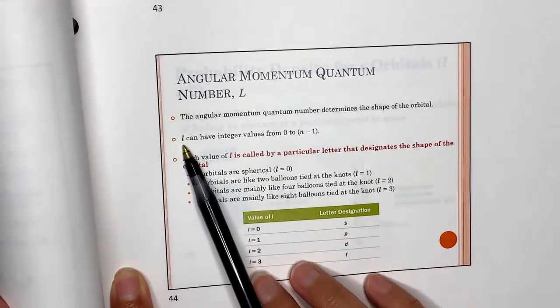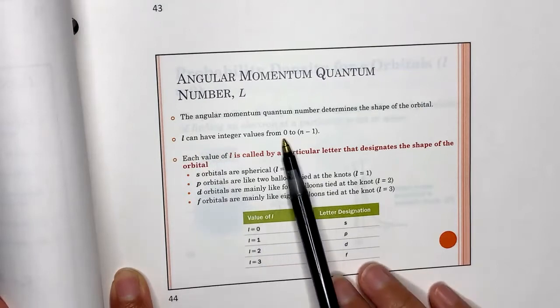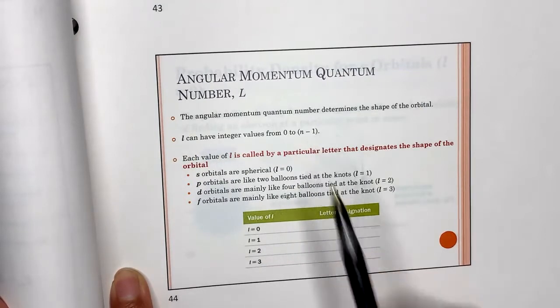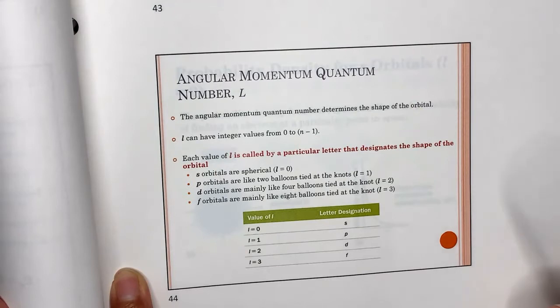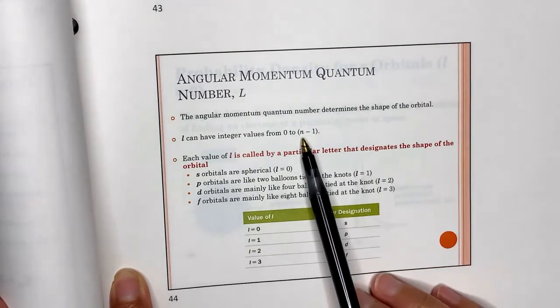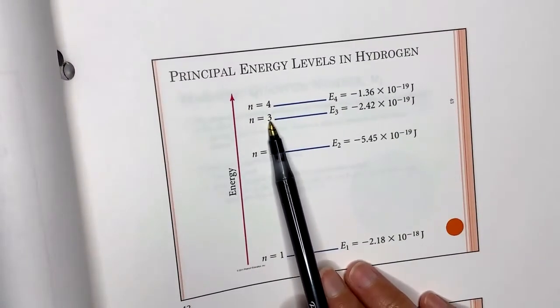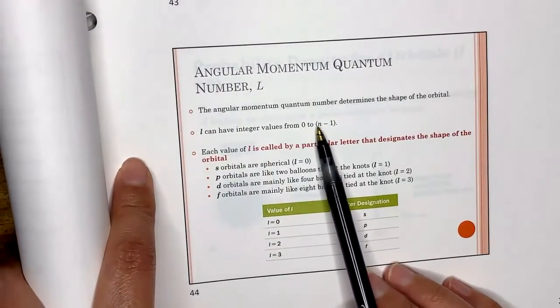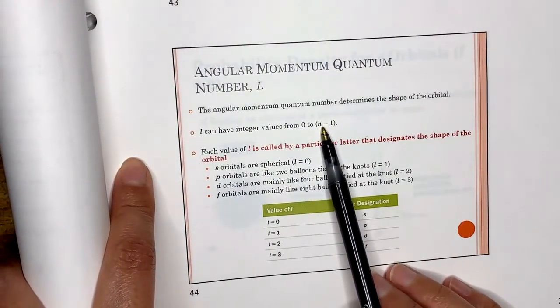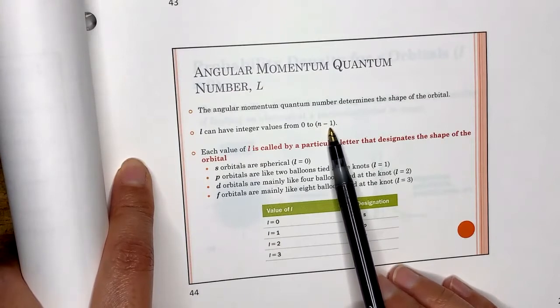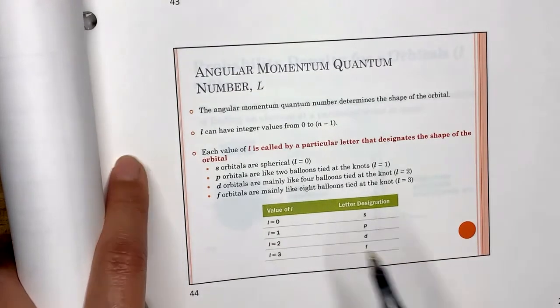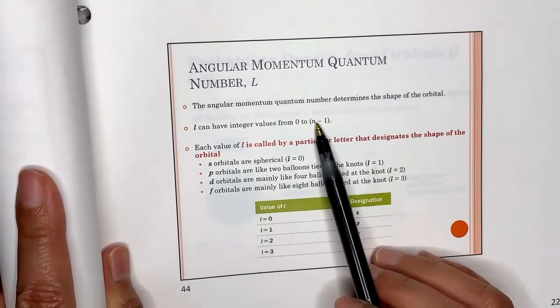And L is limited by N because it can only go from 0 all the way to N minus 1. So if my N was 1, L can only be 0. If my N is 2, L can be 0, L can be 1. So those are your options right there. And then if I have N level 3 here, what are my options for L? L could be 0, L could be 1, L could be 2. But L cannot be 3 because N was 3. So those are the limitations. It basically stops at N minus 1.